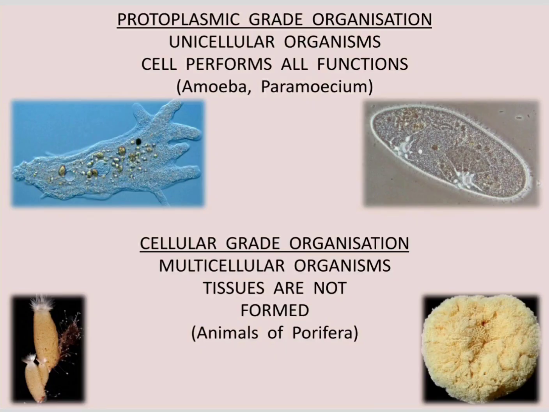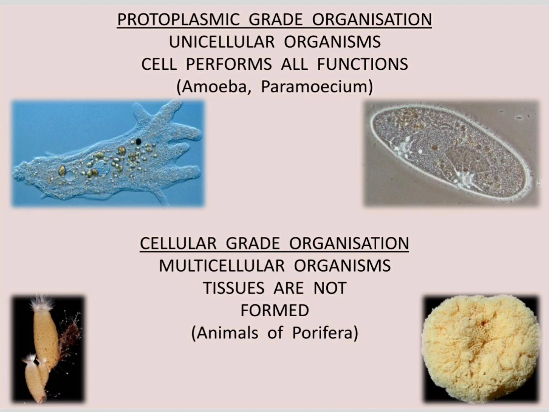Okay, so we now move on to explaining each of these 5 categories. So first we start with the grades of organization. Under grades of organization, we first look at the cell level of organization. Under this cell level, we have 2 grades. First one, protoplasmic grade organization, and the second one, cellular grade organization.